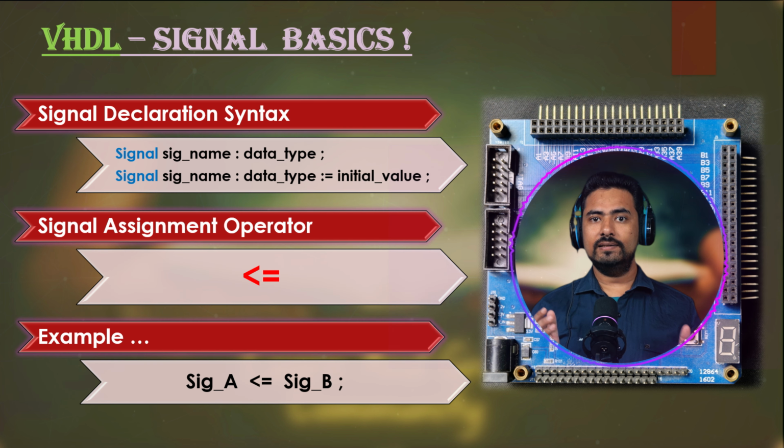In VHDL, the assignment statement is not represented by the equal sign as in C or C++. Instead, it is the less than sign followed by the equal sign, which serves as the VHDL assignment operator, as highlighted in red. This operator resembles an arrow, indicating the direction of the data flow. For example, in the expression signal_A <= signal_B; the value of signal B will be assigned to signal A. So now we know the syntax of the signal assignment.